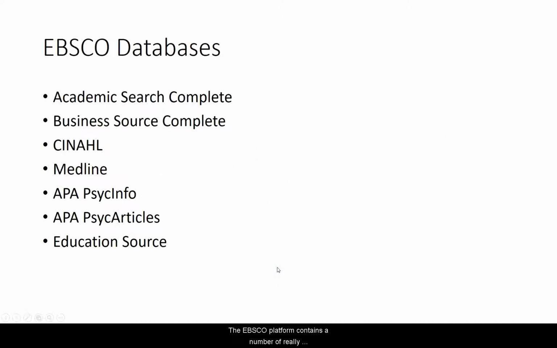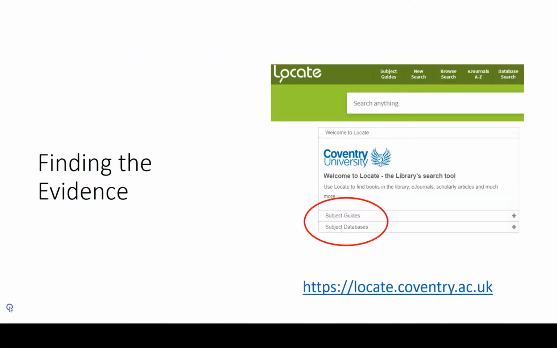The EBSCO Platform contains a number of really key databases for your subject field, including Academic Search Complete, Business Source Complete, CINAHL, Medline, APA PsycInfo and PsycArticles, and Education Source. To find the databases, you can either search for a specific database by name in Locate, or you can access the subject guide for your course where you'll see a full list of databases relevant for your particular subject area.